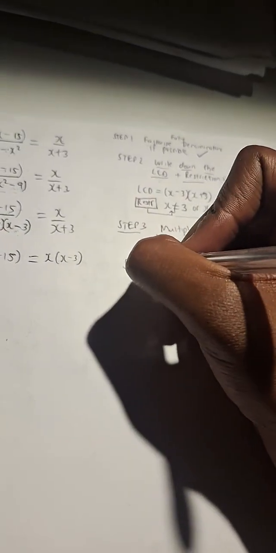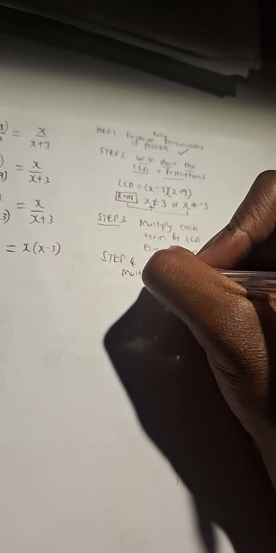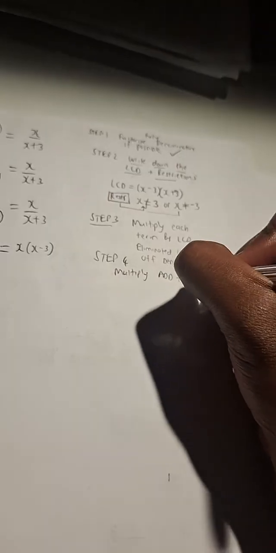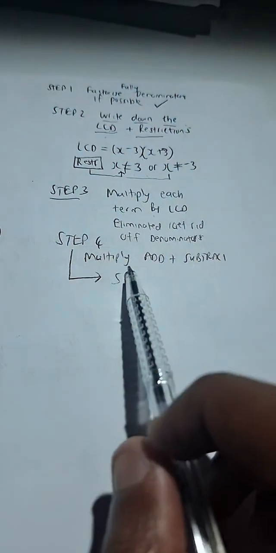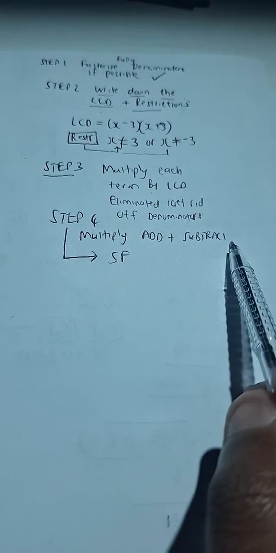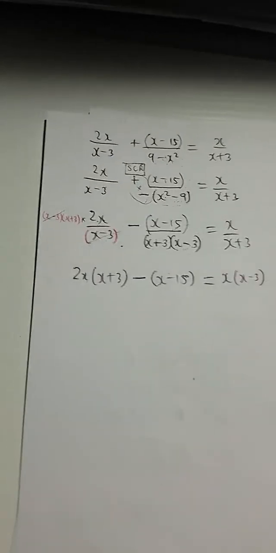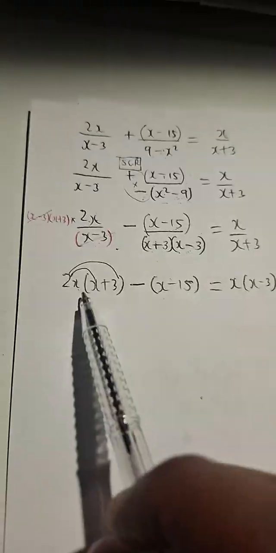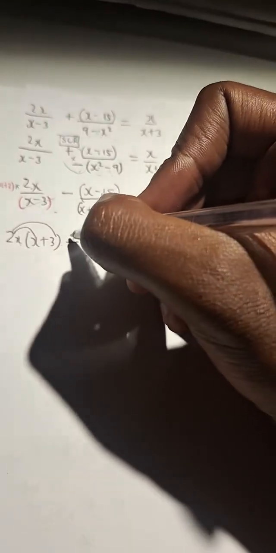Now, step 4. Let us multiply out, add and subtract like terms, and hopefully get to what? To standard form. Multiply out, add and subtract so that we can get where? To standard form. Okay, so I think we're going to now apply Mr. Distributive Law. For instance, here 2x into x, 2x into 3. Here as well, minus into x, minus into negative 15.